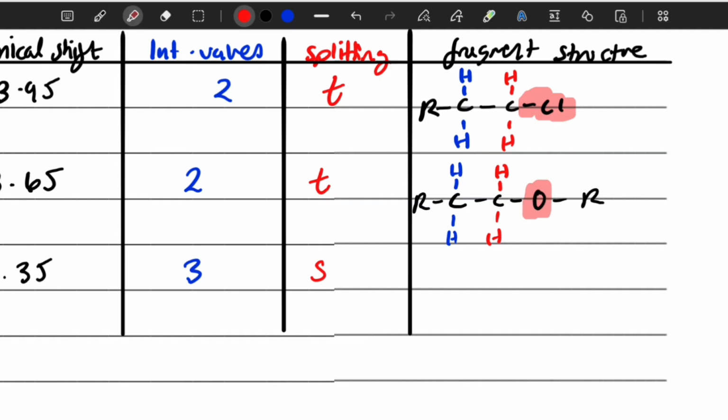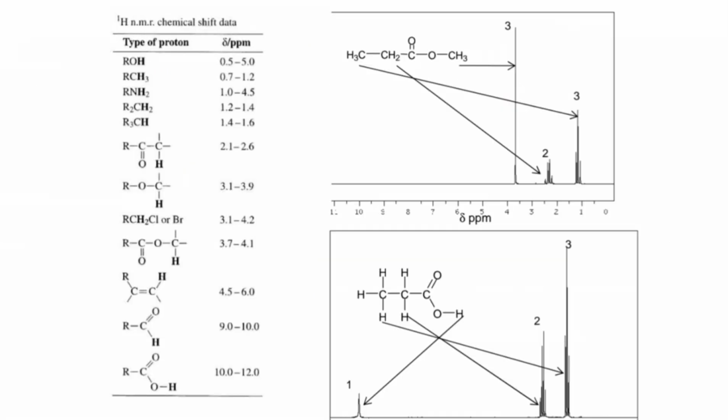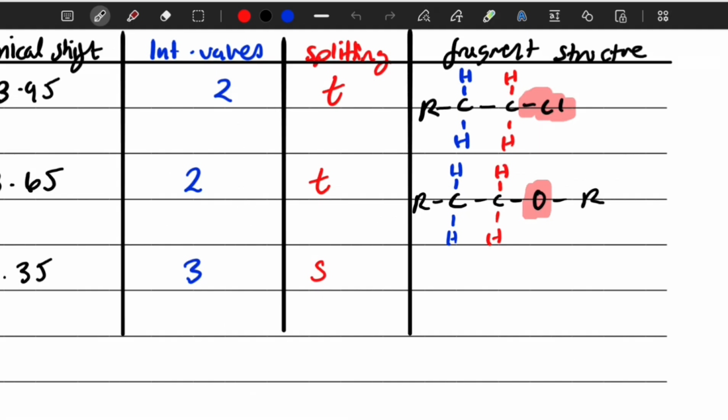Remember the range for 3.65, and then the last part, 3.35. So guys, I can see that 3.35 is within the range of also 3.1 to 3.9. So therefore, the carbon with the integration values is next to an oxygen, and it's a singlet because there's 0 hydrogens on the adjacent carbon. Remember. So therefore, if I do my integration values here, and then my spin pattern, it's a singlet. There's 0 hydrogens next to it. Therefore, my fragment structure would be next to the O, oxygen. And there's R group and there's R group.